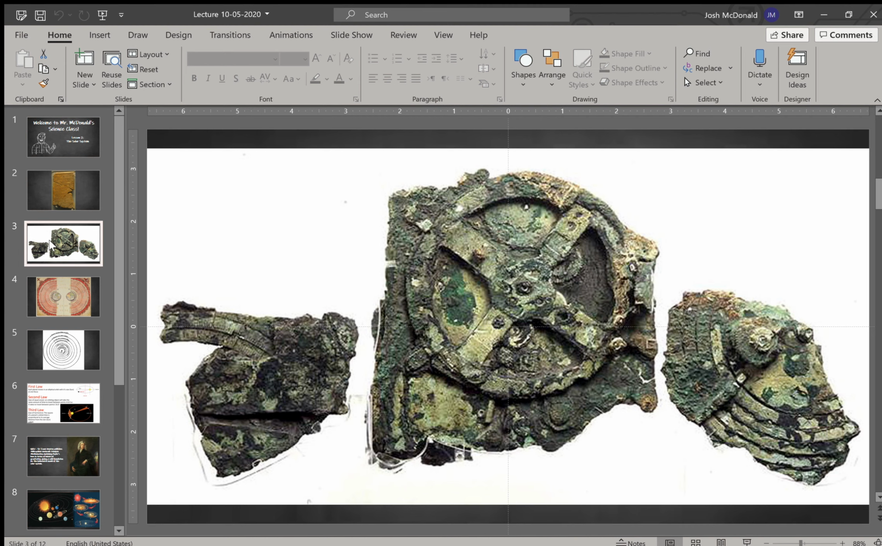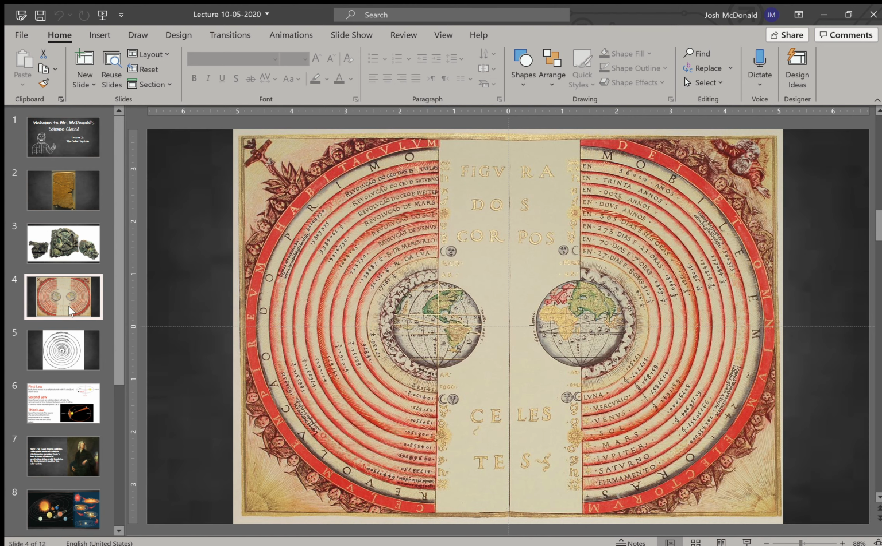But by the year 150 CE, Claudius Ptolemy completed his Almagest, and it really codified the astronomical knowledge of his time. He included in it a model of the solar system. You see right there, Earth being at the center and everything else moving around it.